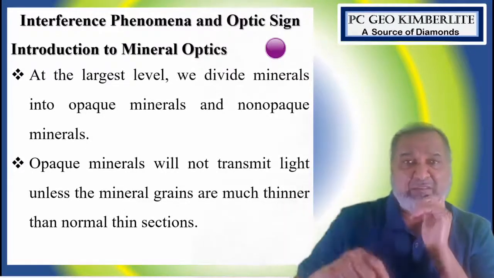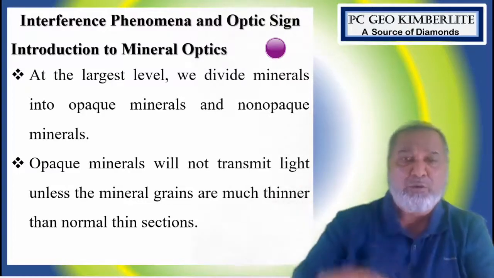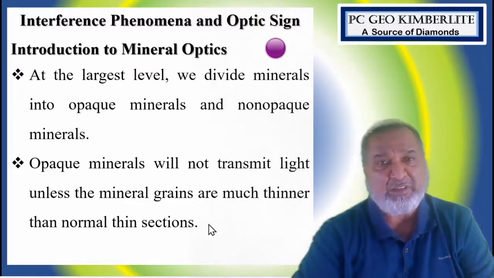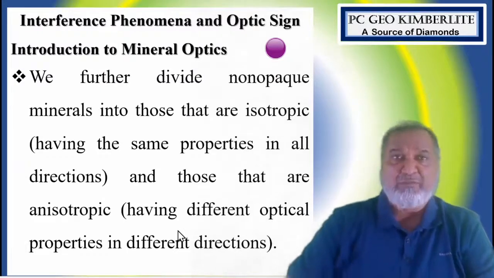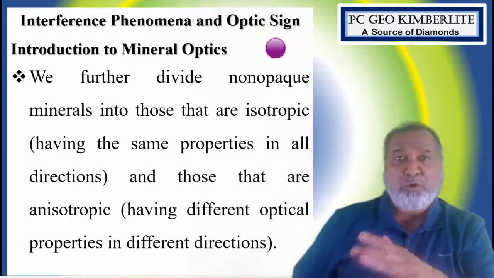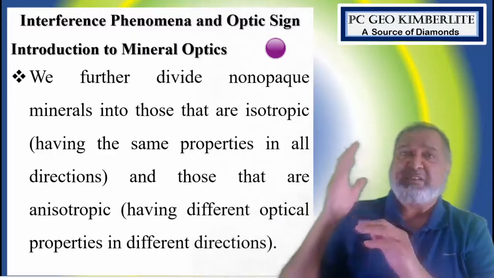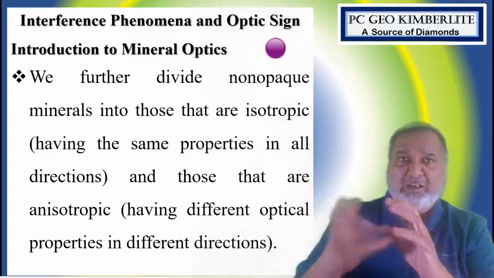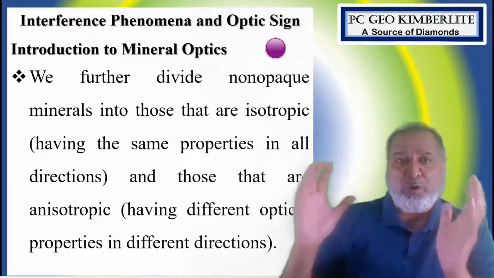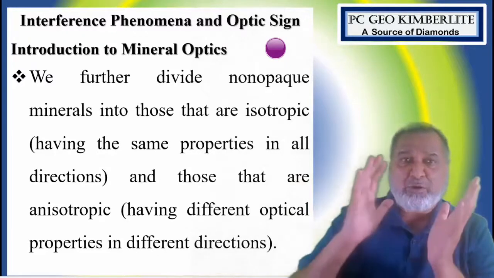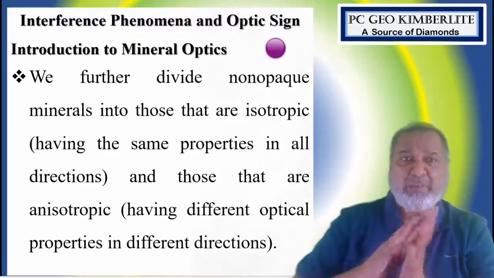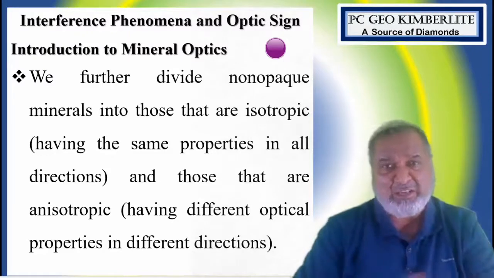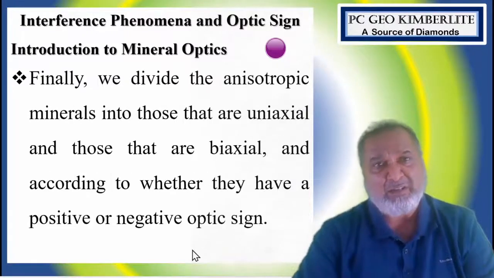At the largest level, we divide minerals into opaque minerals and non-opaque minerals. Opaque minerals will not transmit light unless the mineral grain is much thinner than a normal thin section. We further divide non-opaque minerals into those that are isotropic, having the same properties in all directions. When you rotate the rotating stage under the analyzer, throughout the 360 degrees the intensity, the quantity of darkness, will remain the same in an isotropic mineral, and those changing colors, darkness, and shades of colors you see are anisotropic.